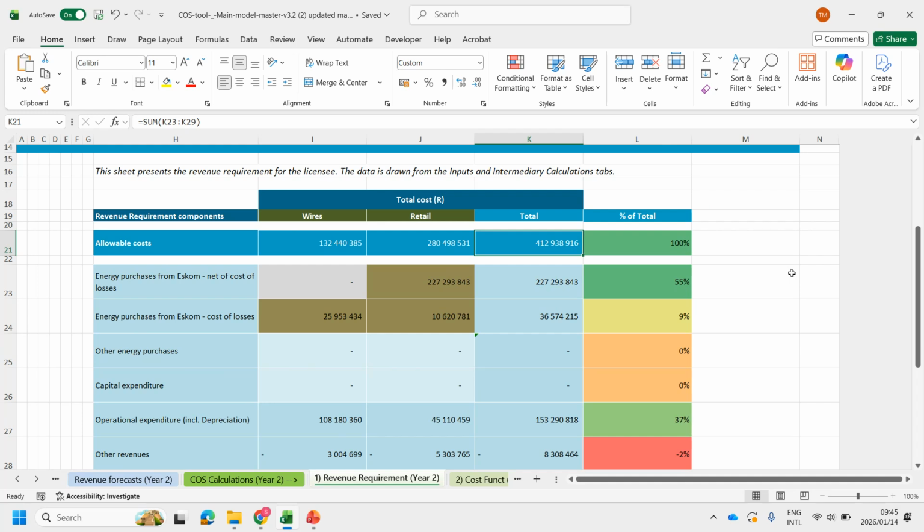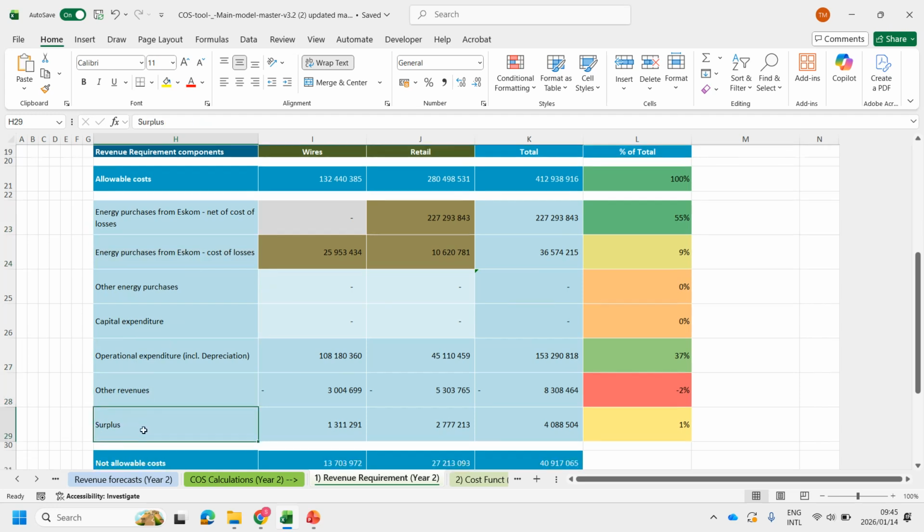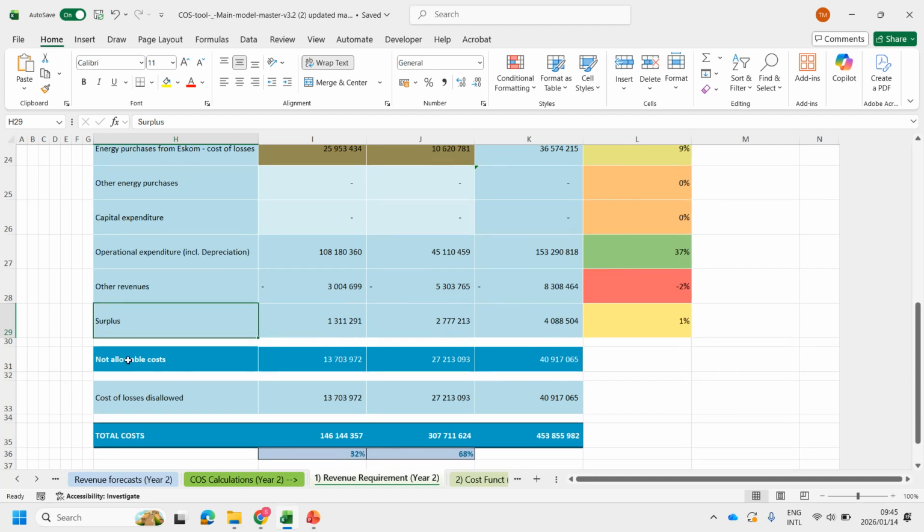So this section is further subdivided into the energy purchases from Eskom, your operational expenses, minus your other revenues and adding your surplus. The second section is your not allowable costs. So this is the cost that you incurred, but unfortunately you cannot recover this using your tariffs. So this basically is your losses.